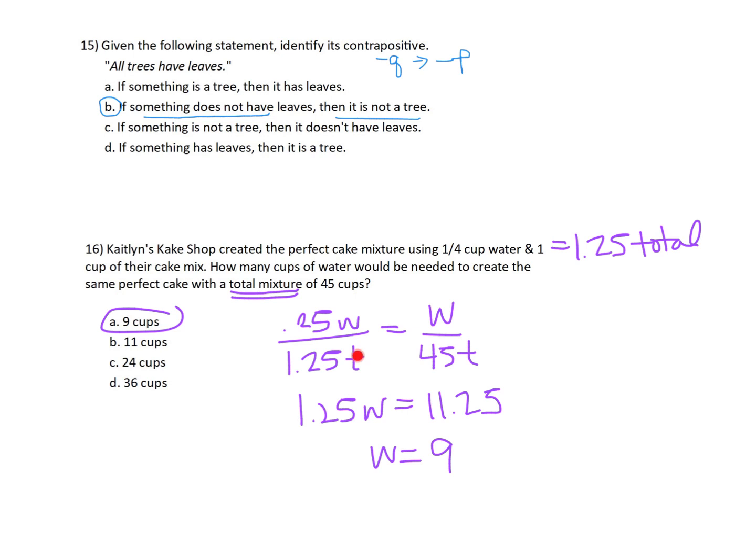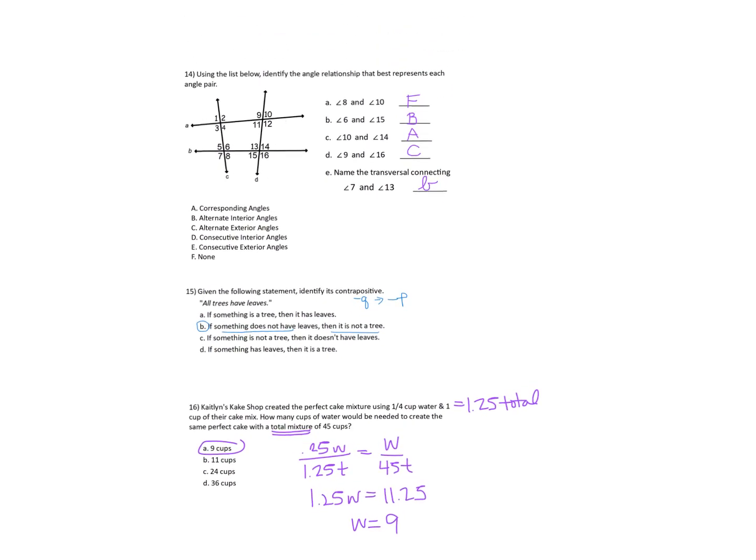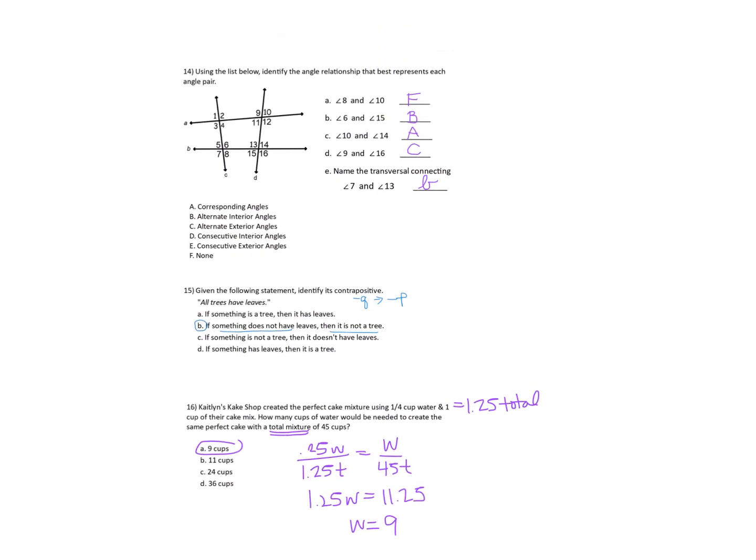So the W's and the T's here are just helping me make sure that I have a pattern, water over total mixture, water over total mixture. When I'm cross multiplying, the W is the variable that I'm trying to find. So 1.25 times W, 0.25 times 45 to get 11.25, divide to get 9 cups of water. So that's what I did there. Again, tricky part being needing the total with that proportion. Okay, there's 14 through 16.